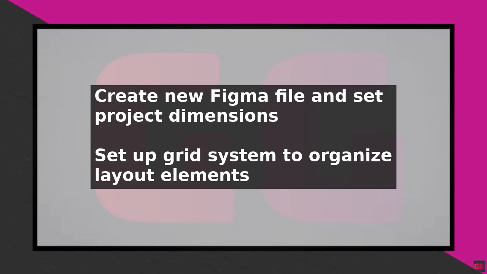To create mid-fidelity wireframes in Figma, start by opening a new file and setting up your project. Choose a name for your project and set the dimensions to match your desired screen size. Create a new frame by clicking on the Frame tool and dragging it to the size you need.